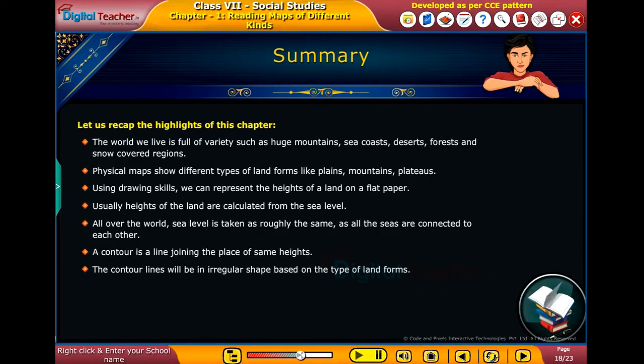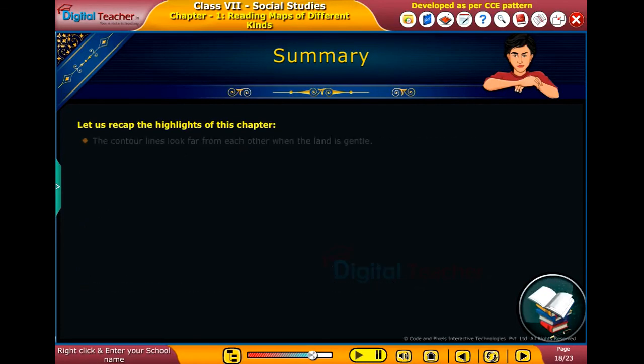The contour lines will be in irregular shape based on the type of landforms. The contour lines look close to each other when the land has steep climb. The contour lines look far from each other when the land is gentle.